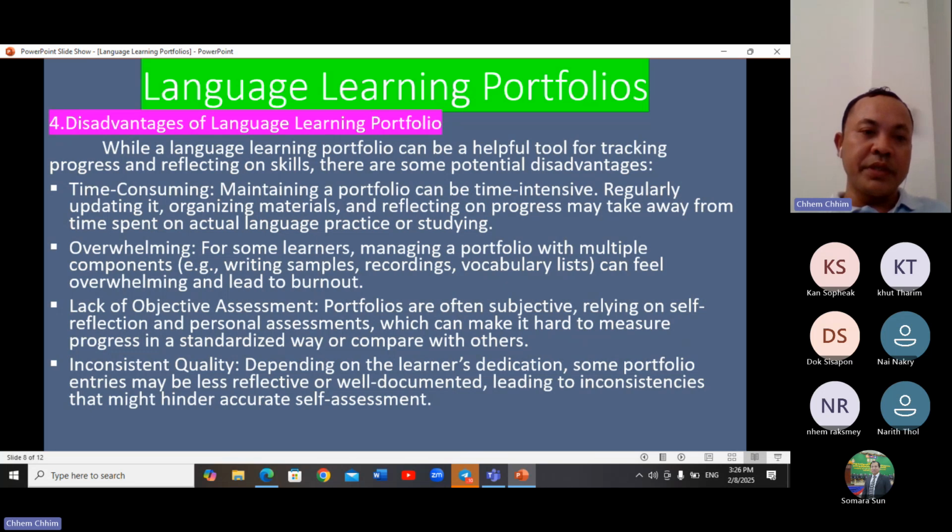One more thing, overwhelming. So for some learners, managing a portfolio with multiple components, for example, writing samples, recordings, vocabulary lists, can feel overwhelming and lead to burnout. Next, lack of objective assessment. So portfolios are often subjective. It means they rely on self-reflection and personal assessment, which can make it hard to measure progress in a standardized way or compare with others.